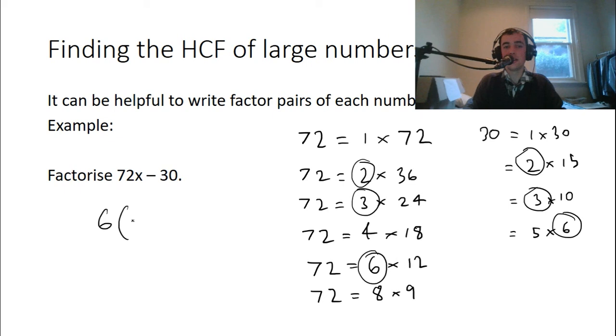And then if you want to divide 72 by 6, you've already written the answer here, really. It's 12. So 12x minus, and you're dividing 30 by 6, you get 5. Minus 5. And that's it.